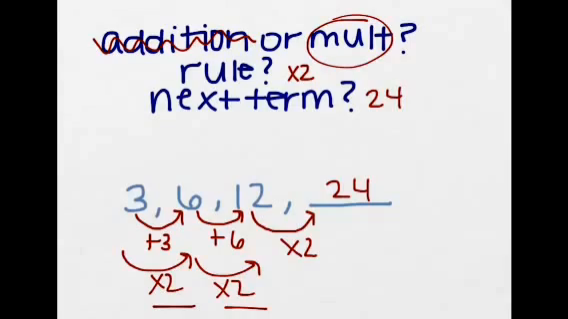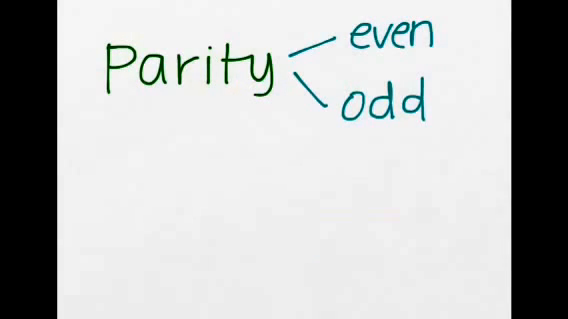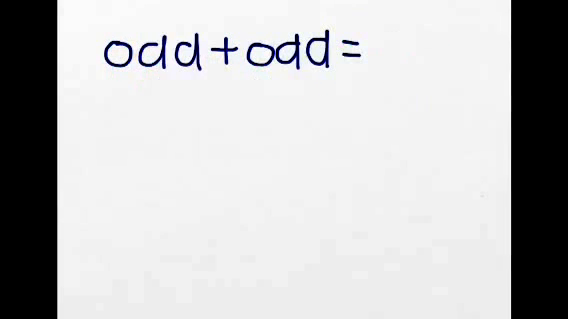Okay, now let's talk about parity. Parity is basically stating whether a number is even or odd. Just a fancy, nice word. Now let's think about odd numbers. What happens when you add an odd number to an odd number? Well, we know that an odd number is represented by 2n plus 1, where n is a whole number.